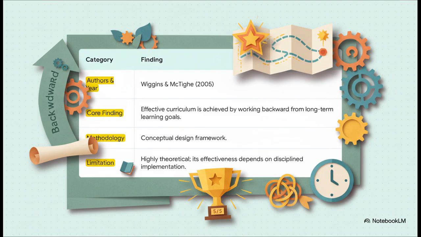Okay, so let's get into the analysis. UbD isn't really a quantitative study, it's a big conceptual framework. The core finding is simple but powerful. Planning with a clear purpose in mind is way more effective than just planning a bunch of activities. But, and this is a big but, here's the catch. Its biggest strength is also its biggest weakness. It's a really deep theoretical framework, which means doing it right takes a ton of discipline and, let's be honest, a lot of time. Still, its influence on how we all think about curriculum, absolutely massive. It's a clear 5 out of 5 for impact.